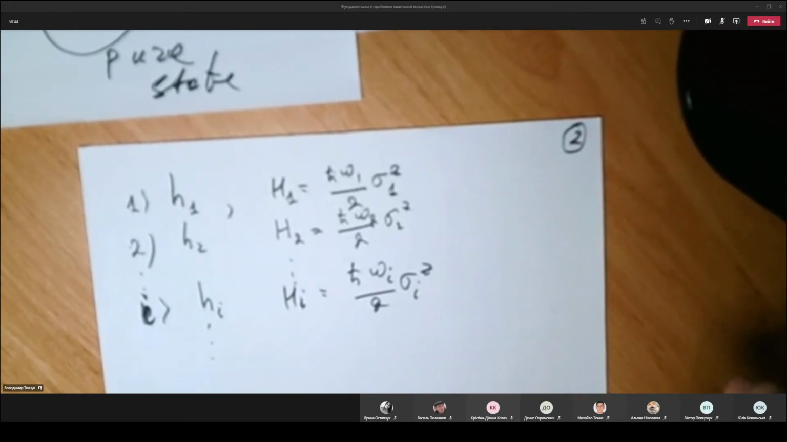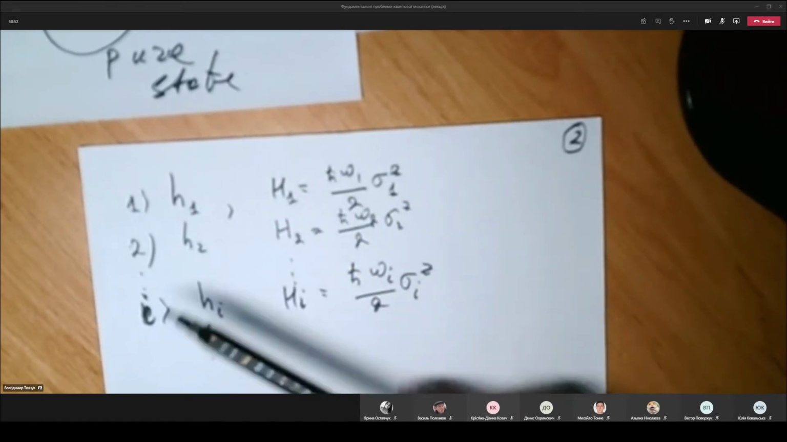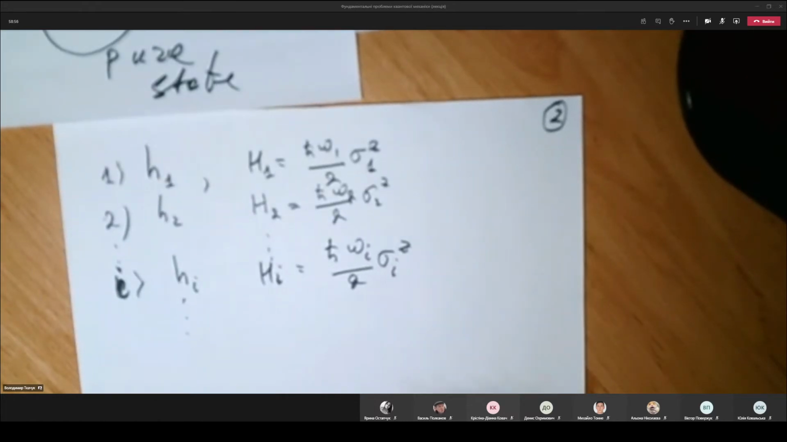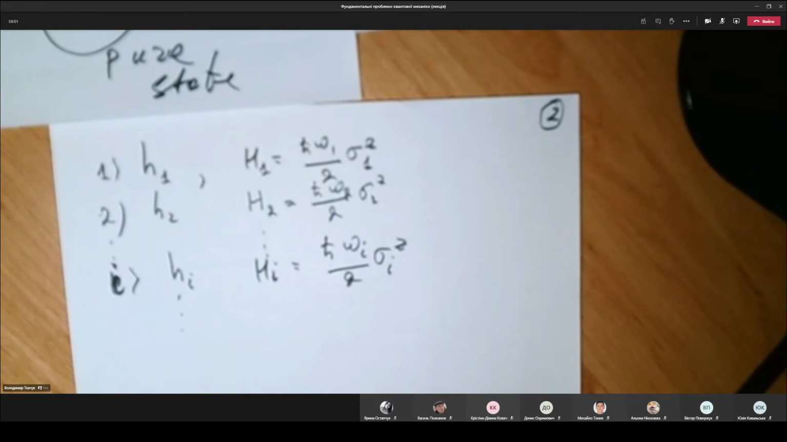Maybe you have a question concerning the problem which we will try to study now, starting from this definition.